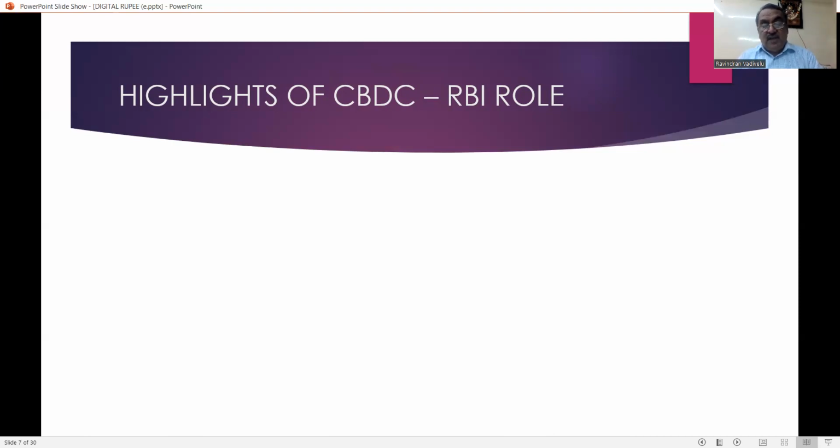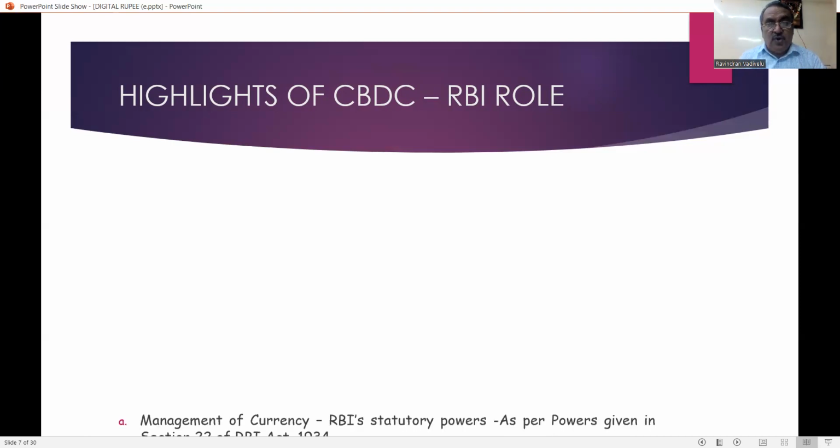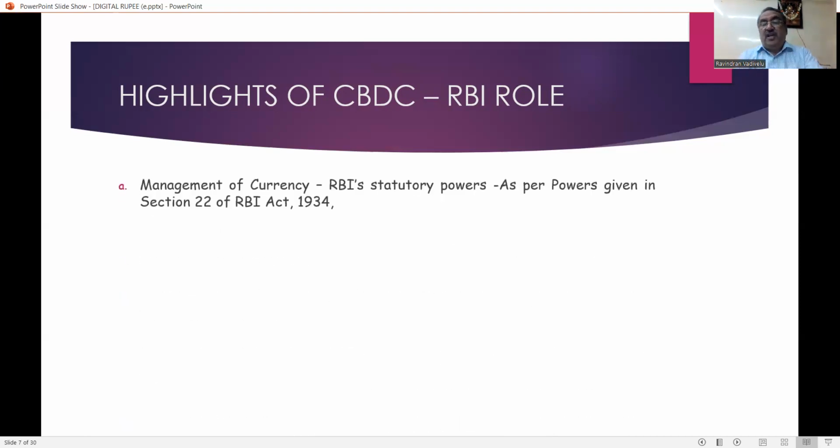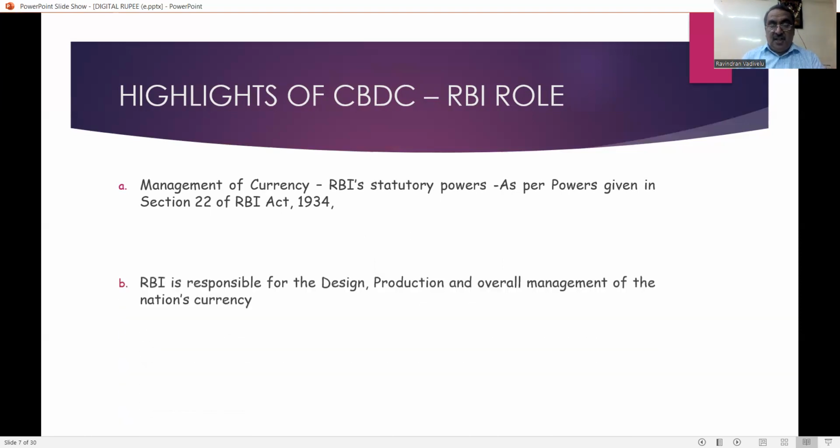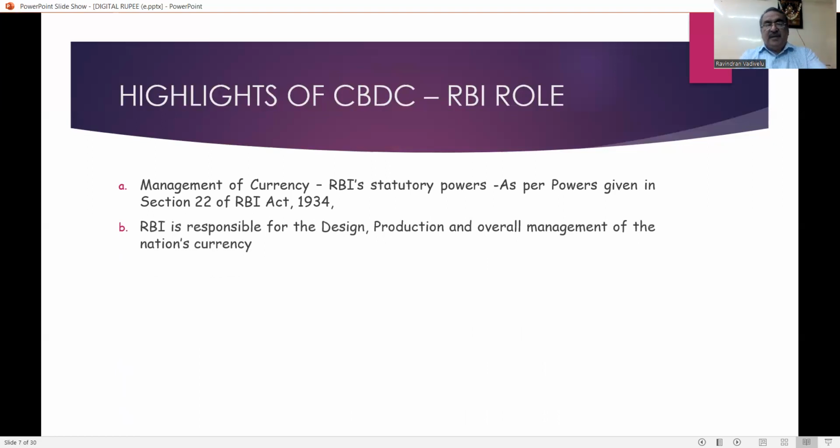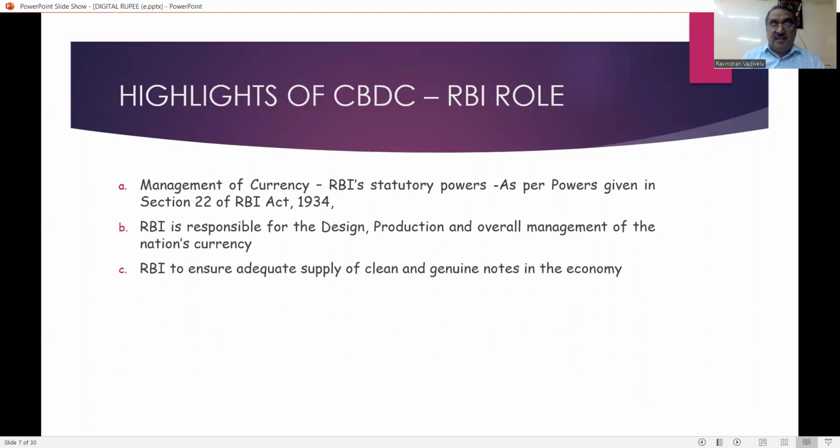What is the RBI role? This is very, very important. We should know all the highlights, because based on these, everybody is going to do business. The management of currency normally lies with the RBI. It is a statutory power of the RBI, given as per section 22 of the RBI Act of 1934. So RBI is responsible for the design, production, and overall management of the nation's currency.